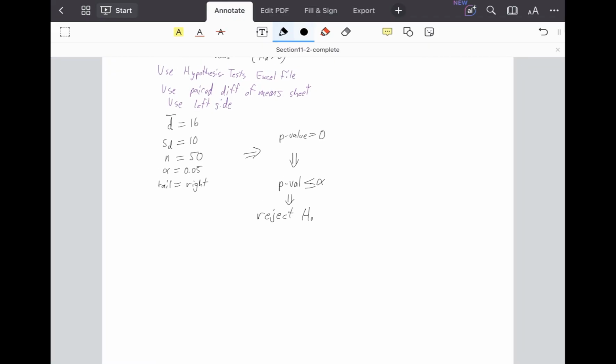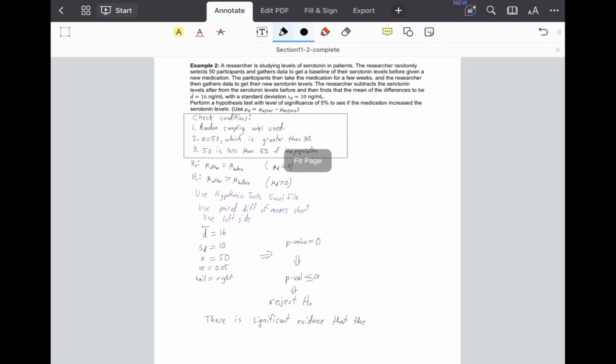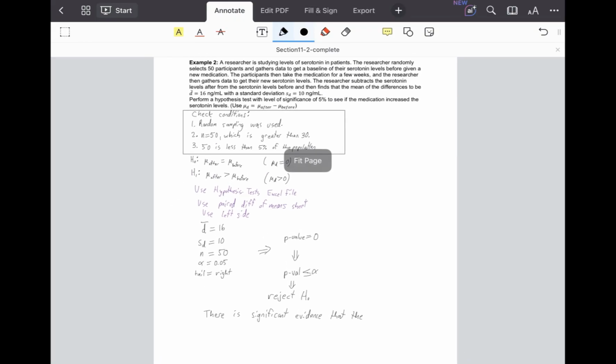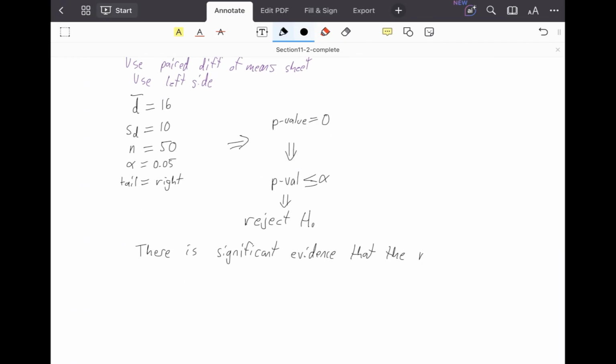Okay, now we can say there is significant evidence that the new medication increased the serotonin levels.